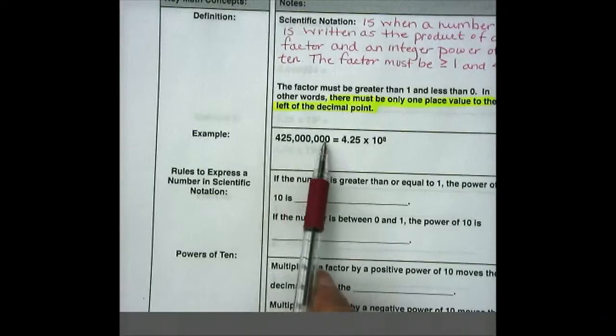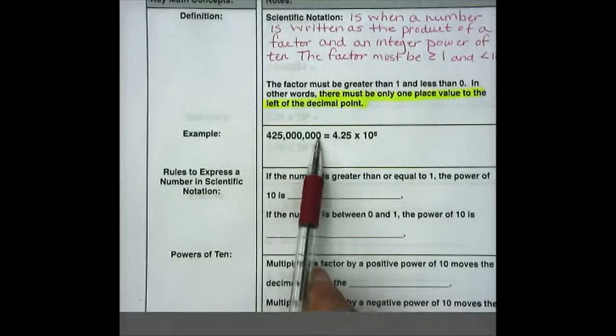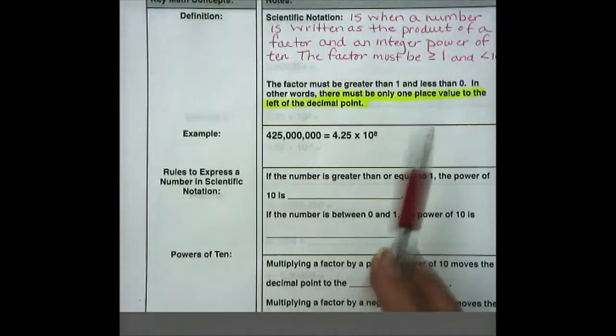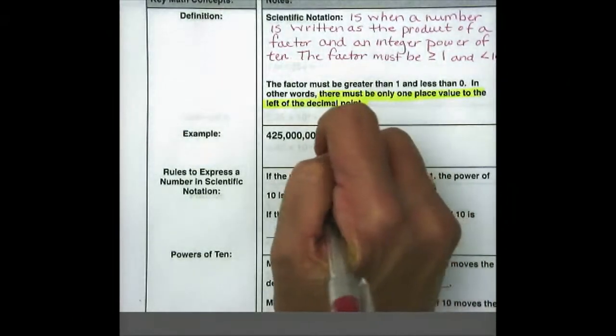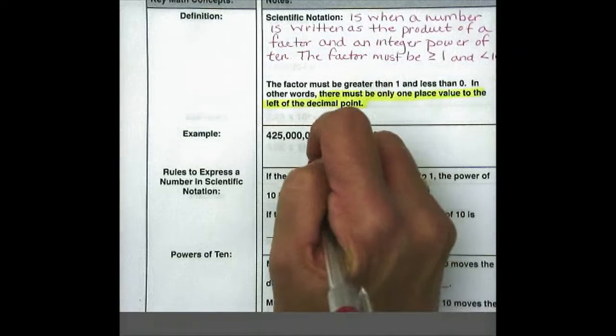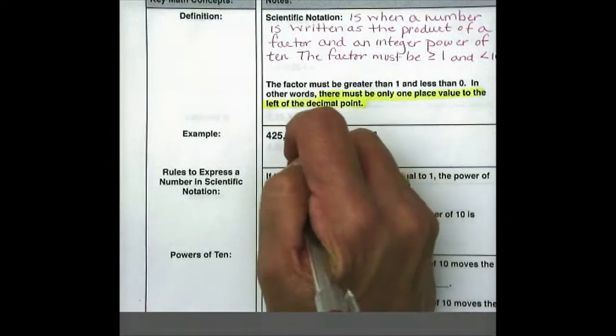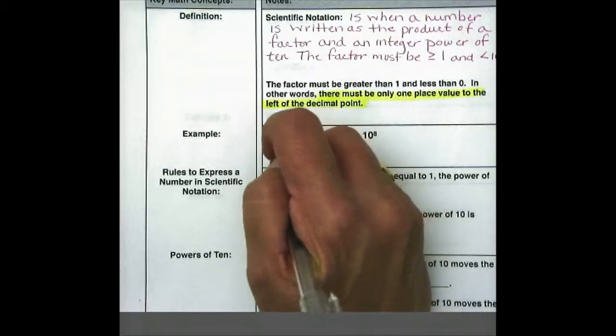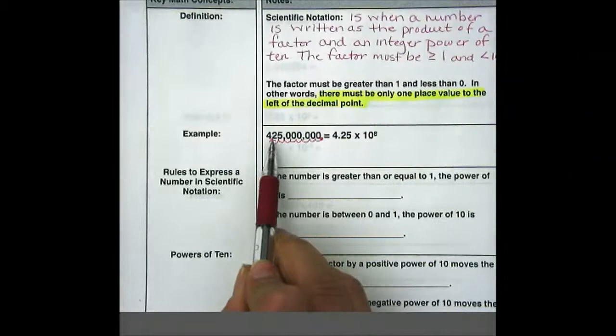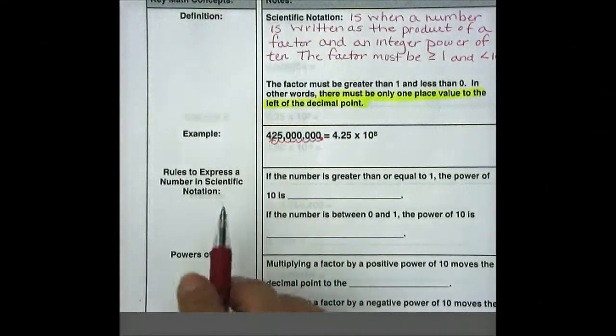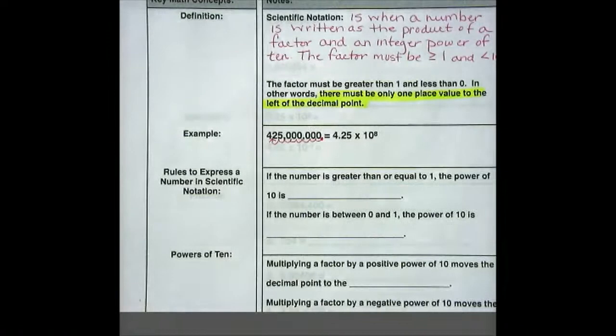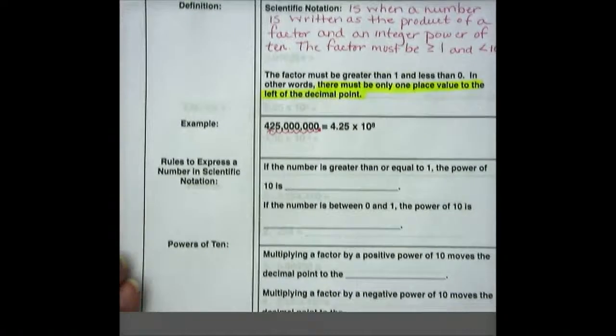So an example would be 425 million is going to equal 4.25 times 10 to the 8th, because we're going to take our decimal and move it over 1, 2, 3, 4, 5, 6, 7, 8 until we only have one number that is greater than 1 and less than 10 to the left of the decimal point. So 4.25 times 10 to the 8th.